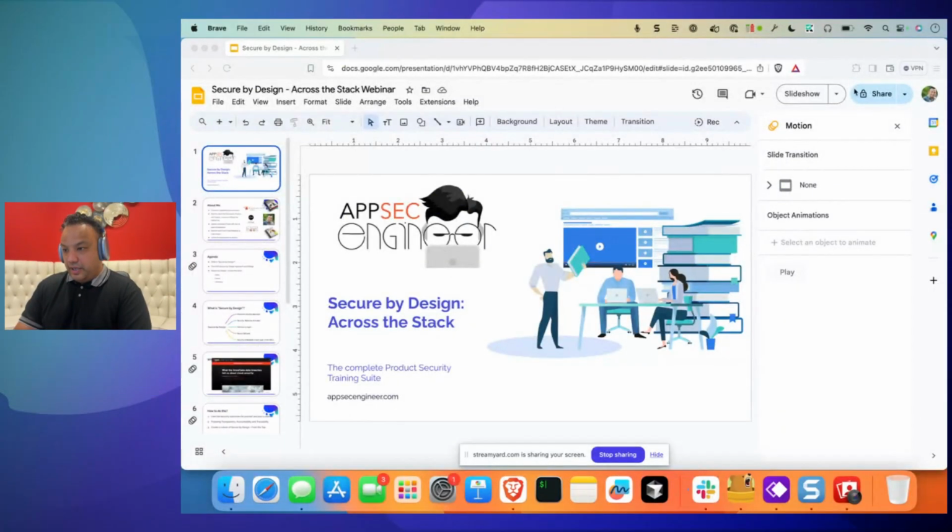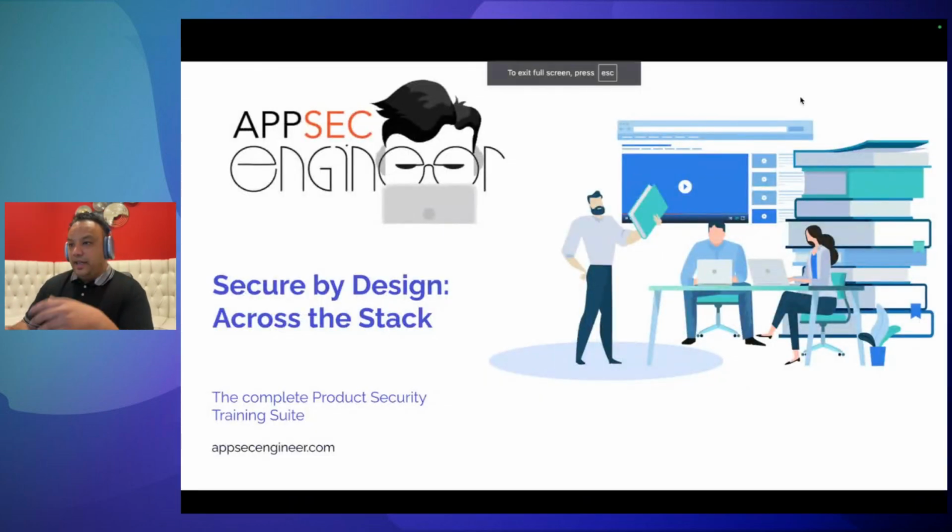Thankfully, I have two screens today, so I'm not worried too much about having to deal with a single screen. Sometimes when I'm traveling, I just have a single screen, but today I do have two screens, thankfully.